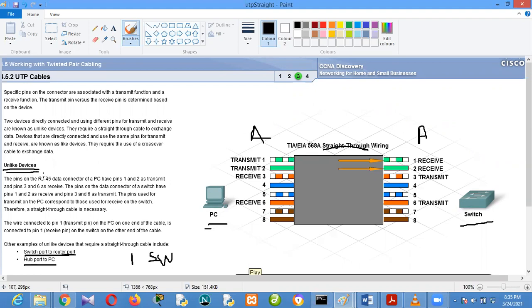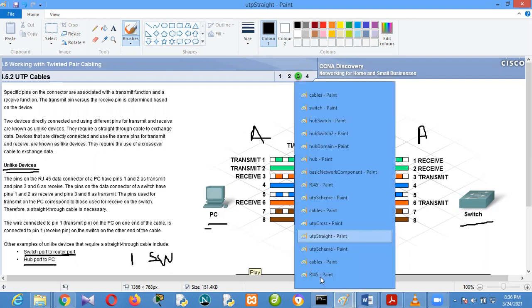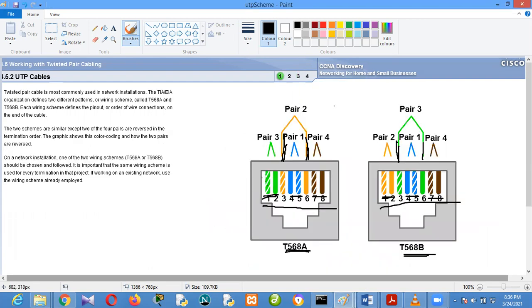For the crossover, I want to learn the way it is arranged. I notice that the only one that changes is the brown. The only thing you interchange is the data cable, the green and the orange. Every other one is the same.